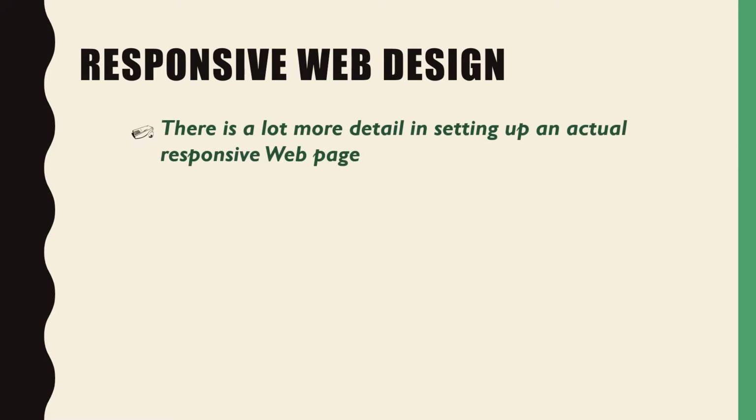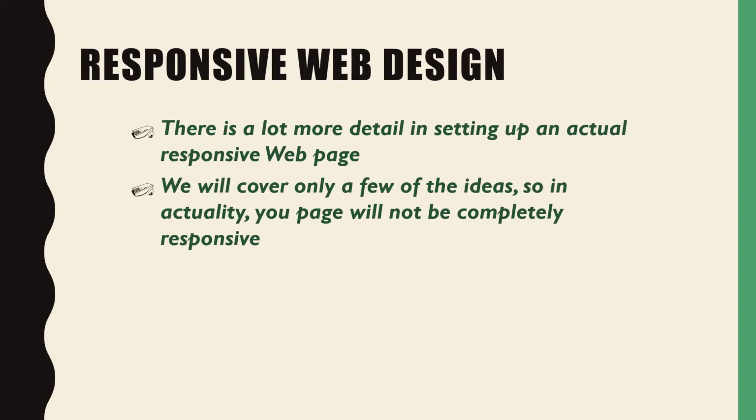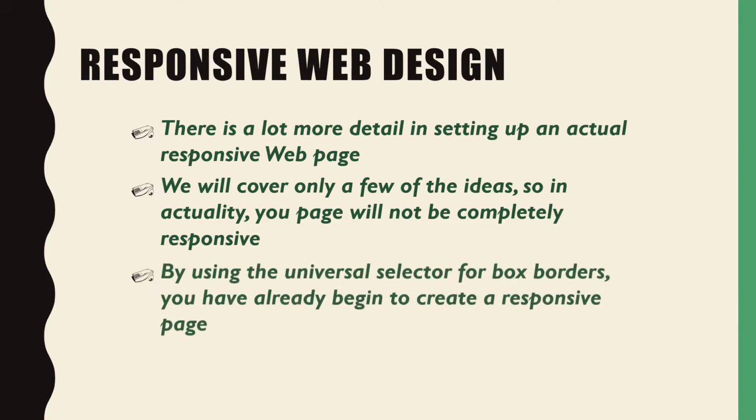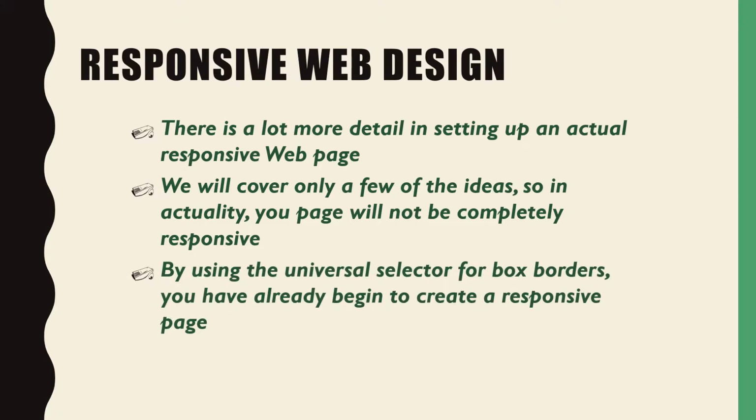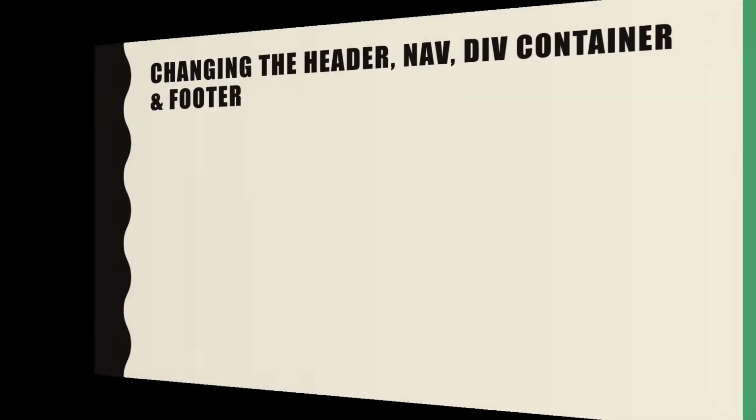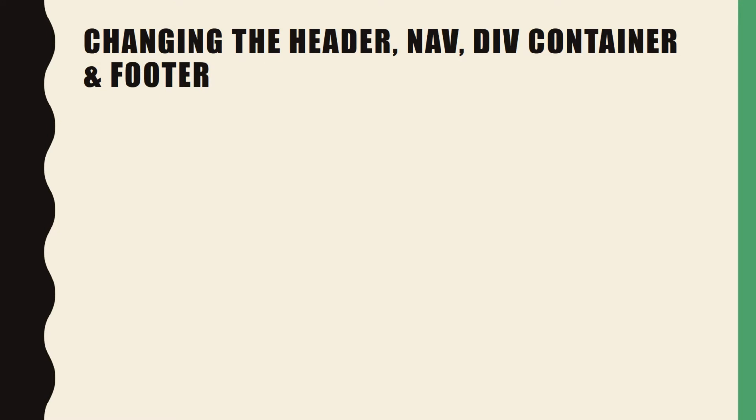There is a lot more detail in setting up an actual responsive web page. We will cover only a few of the ideas, so in actuality, your page will not be completely responsive. By using the universal selector for box borders, you have already begun to create a responsive web page. Changing the header, nav, div container, and footer.